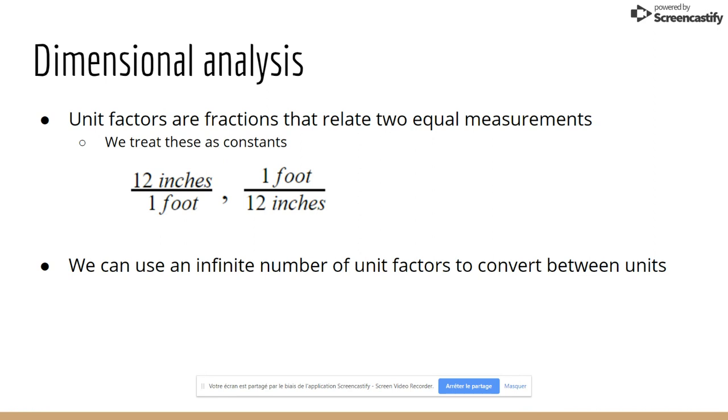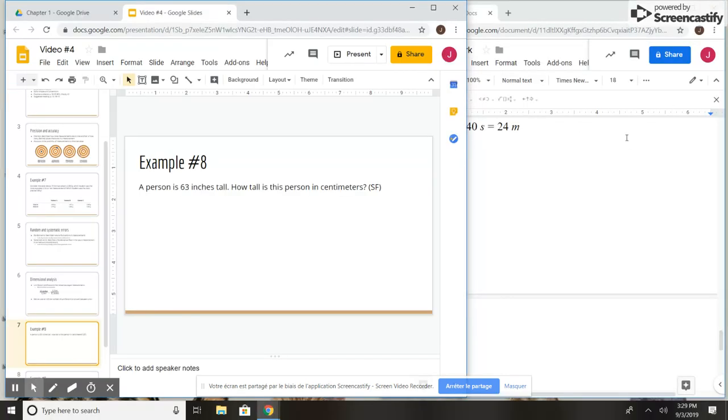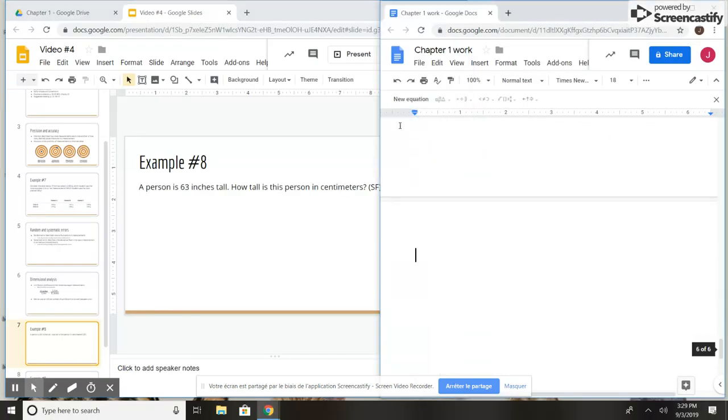So 12 inches over 1 foot, 1 foot over 12 inches. These are just fractions that equate things that are equal to one another. You can use an infinite number of unit factors to convert between units. So if you need 95 of them, you can. The important thing here is that you make sure that your units cancel out. Pause here. I'm going to work through this with you so you can see how this works.